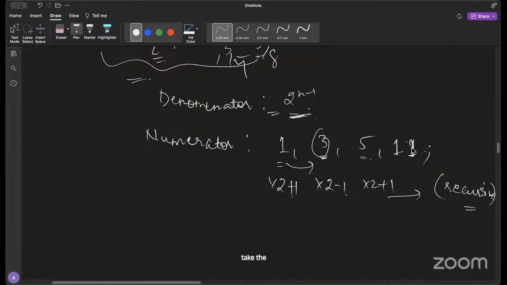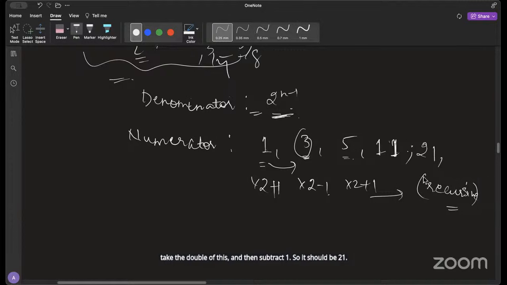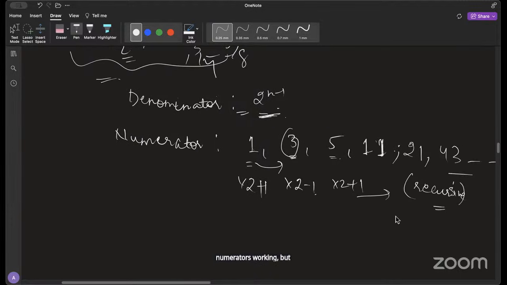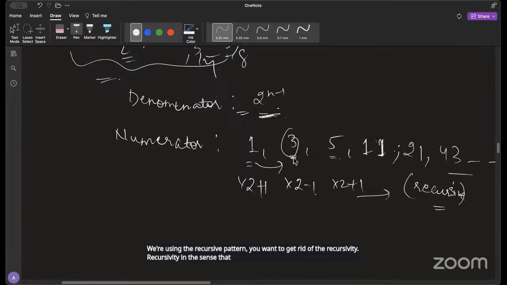Take the double of this and then subtract 1. So it should be 21. Then take the double of this and add 1, so it will be 42 and 43. That's how the numerator is working, but if we take it this way, we're using the recursive pattern. We want to get rid of the recursivity. Recursivity in the sense that we don't want the previous term to have any role to play in the next term.